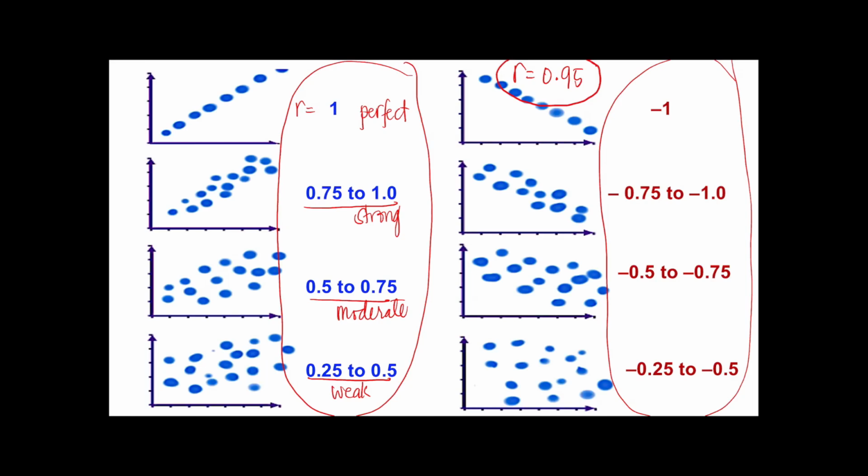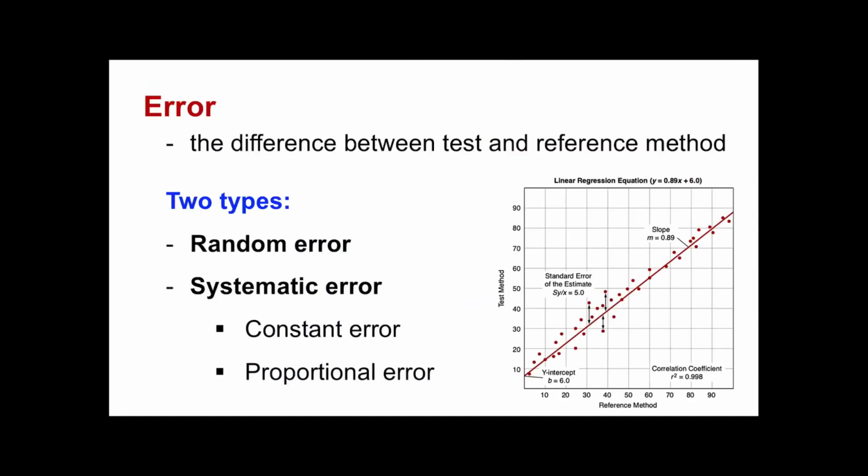But most clinical chemistry comparisons require that we should have a correlation coefficient greater than 0.98 to say that the reference method is comparable to the test method. Again, the difference between the test and the reference method is what we call the error. We have two types, the random and the systematic errors.